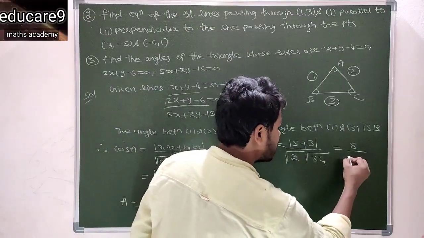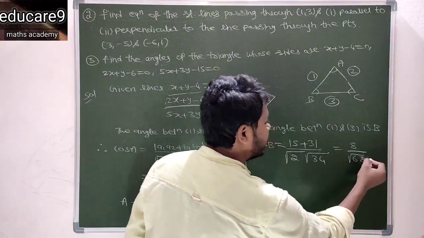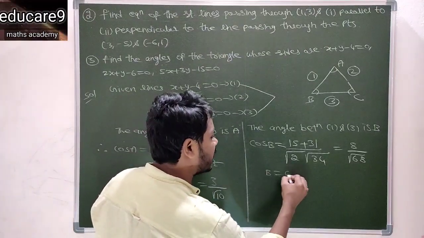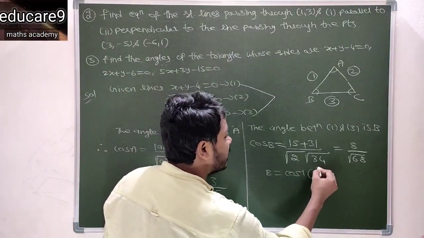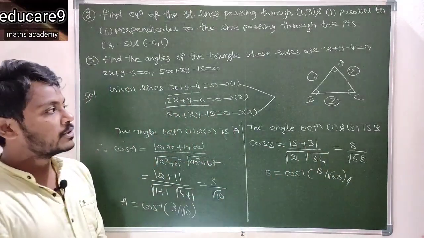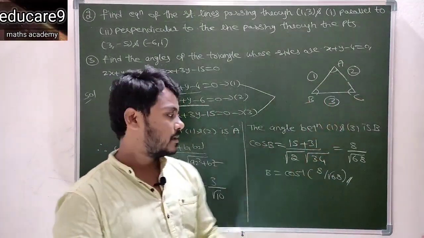So this is 68. Okay. So therefore B is equal to what? Cos inverse 8 by root 68. Okay. So next find the angle C.